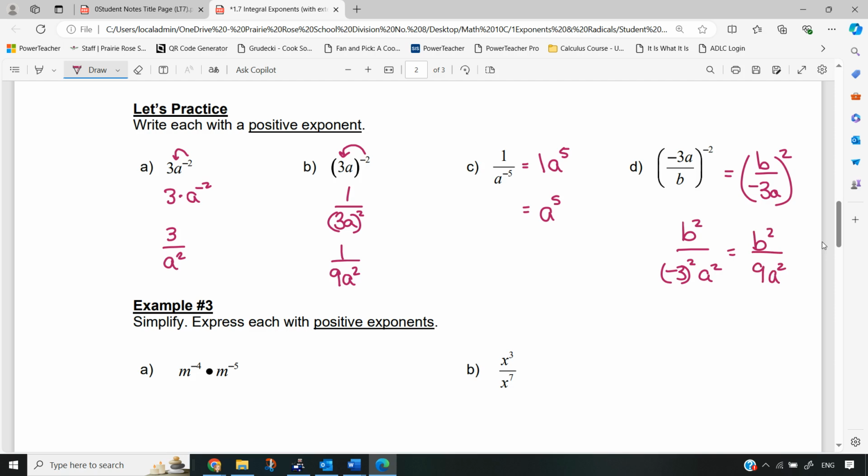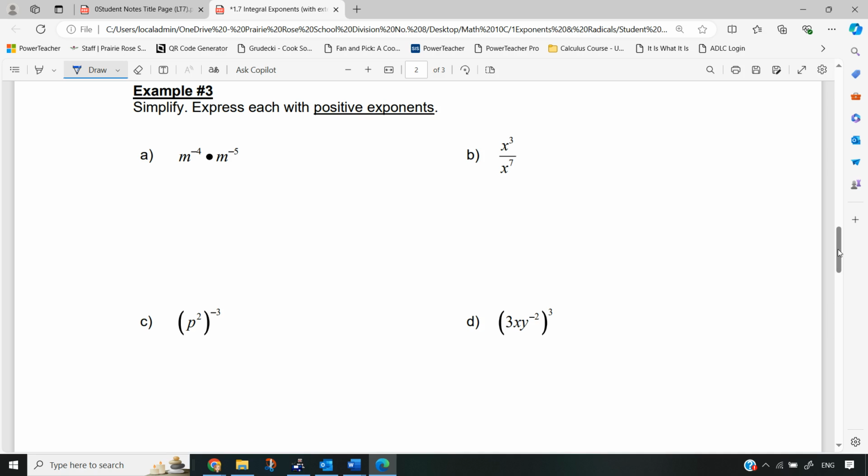So in example 3, we're going to simplify using exponent laws, and then as a final step, we're going to make sure that all of our exponents are positive. When we're working with integral exponents, typically it's easier to just wait until the end to worry about whether exponents are positive or negative. So simplify everything like you've been doing all along and worry about the negatives at the end. So we have m to the negative 4 times m to the negative 5. That's going to be m to the negative 4 plus negative 5, so m to the negative 9. I've got it fully simplified.